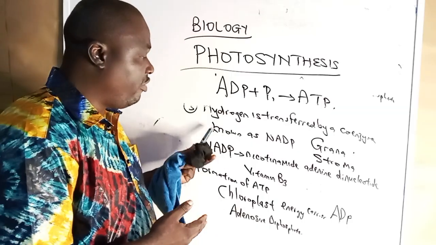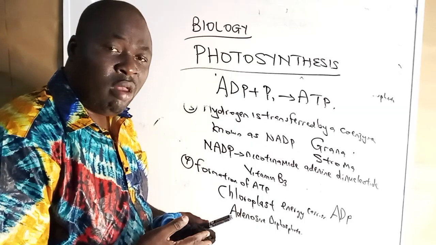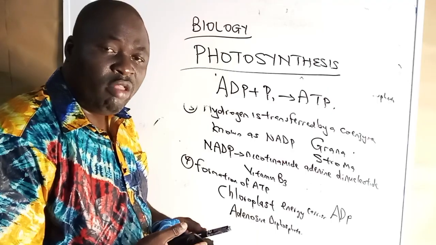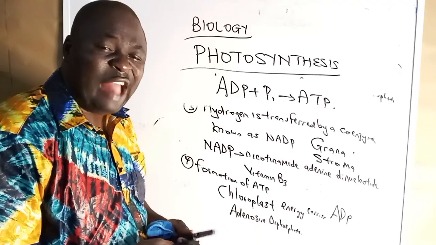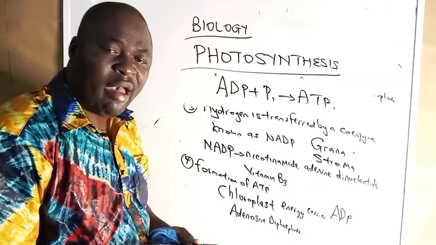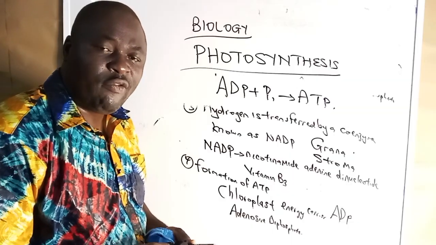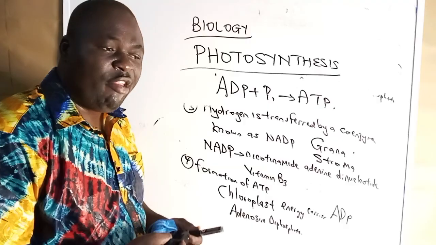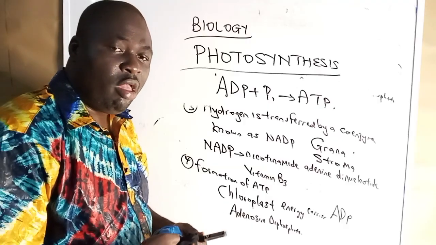So I've been able to explain what photosynthesis means, I gave the equation for photosynthesis, and the four main stages. I told you chlorophyll is energized, then photolysis of water, then hydrogen is transferred by coenzyme NADP, called nicotinamide adenine dinucleotide phosphate, and ATP is also formed. And this is all that happens in the light phase.